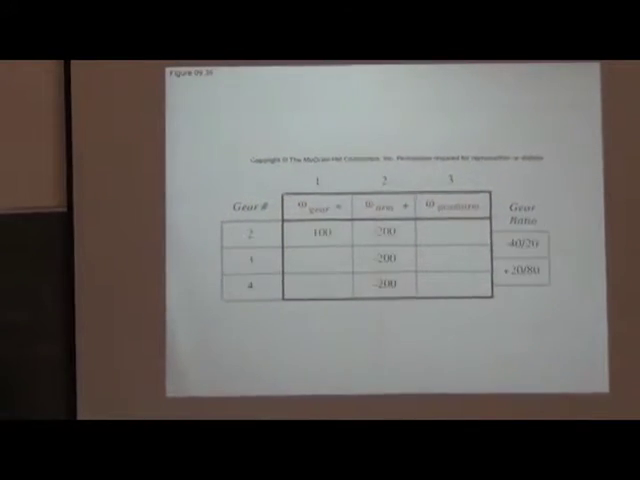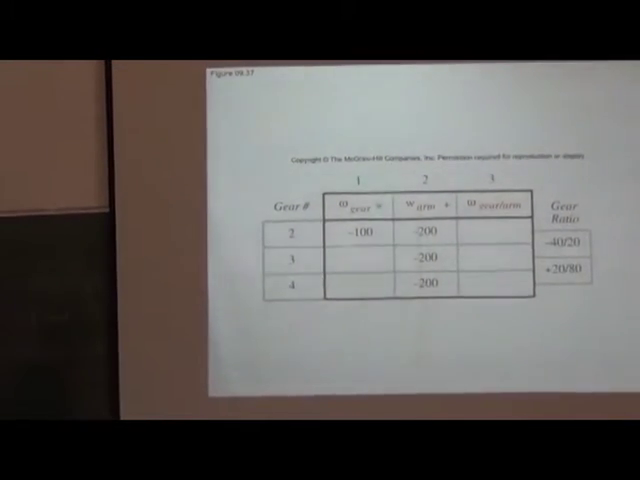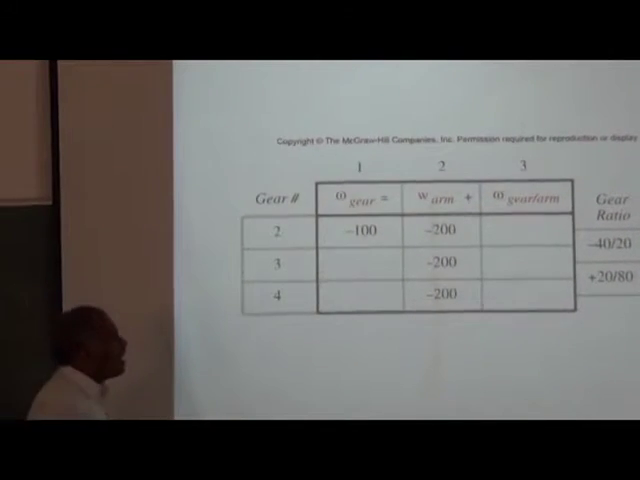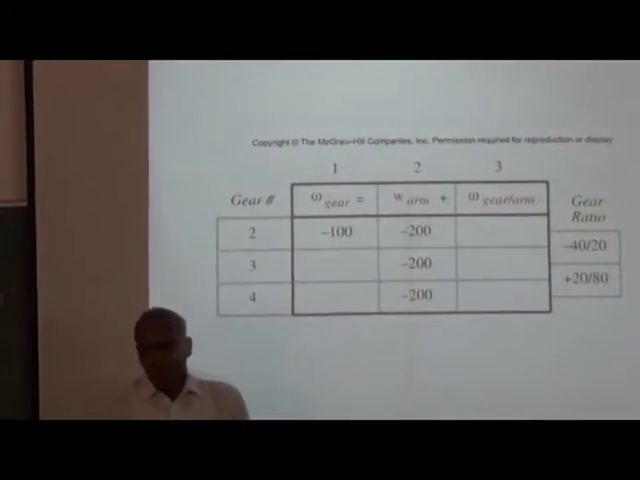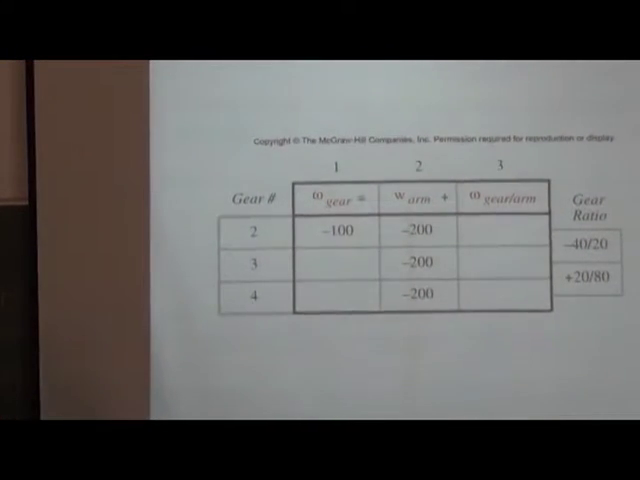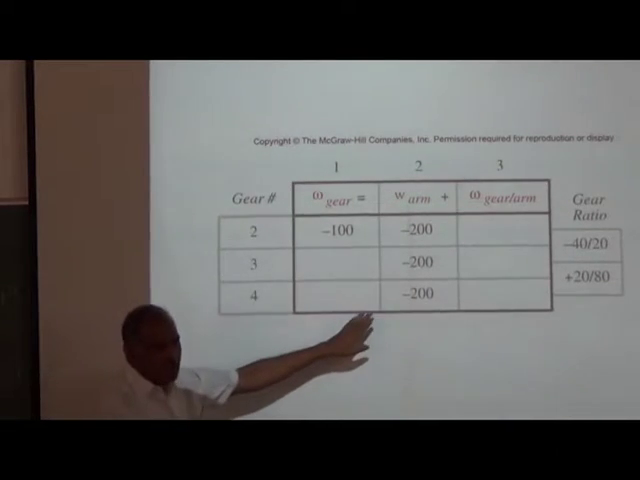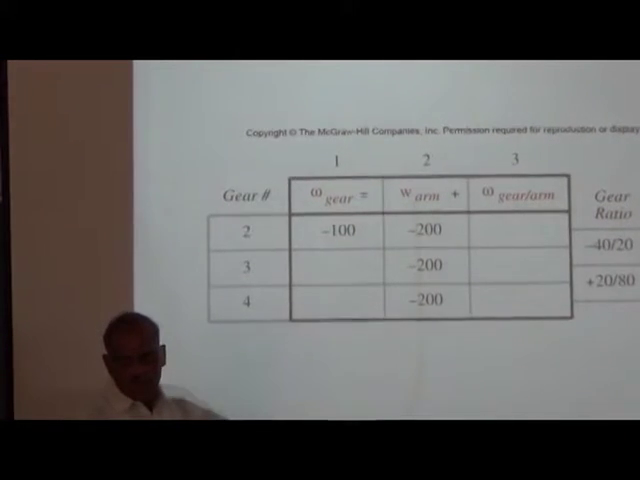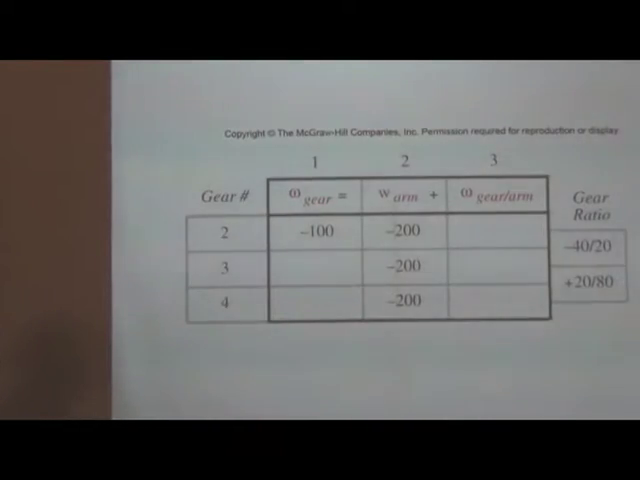Now for that particular arrangement, what are the values? It is given that the arm is rotating clockwise at 200 revolutions per minute, and the sun gear is rotating clockwise at 100 revolutions per minute. These are the input data given. How have these come? It is not arbitrary, it is the input data given. For these 2 inputs, you have to calculate the output velocities of the gears.